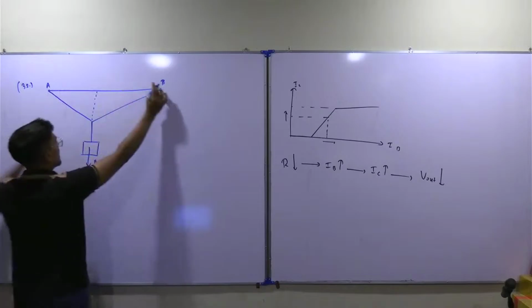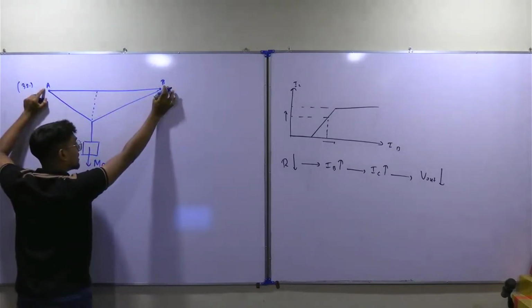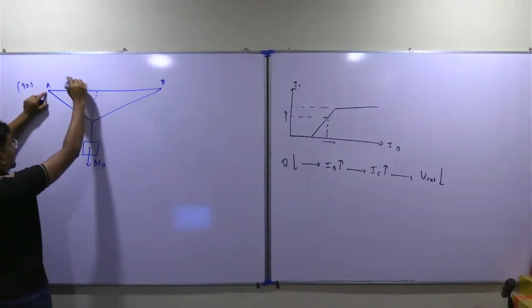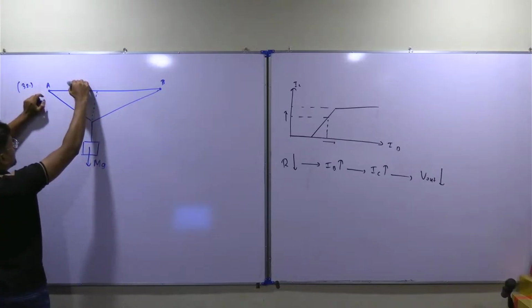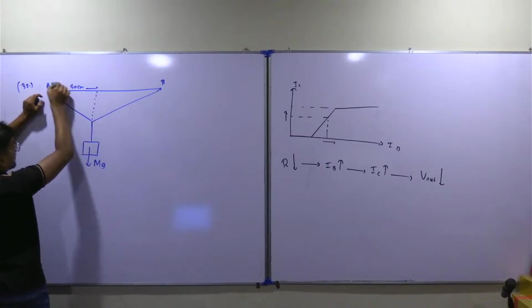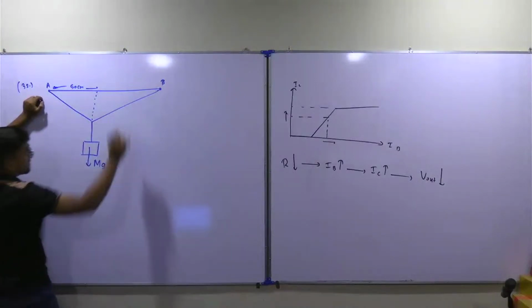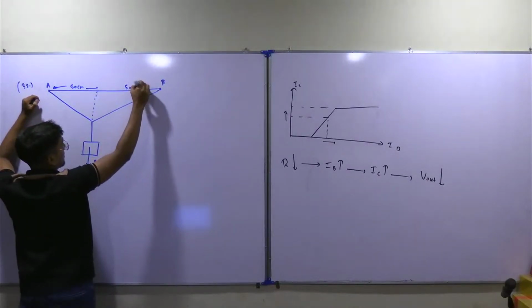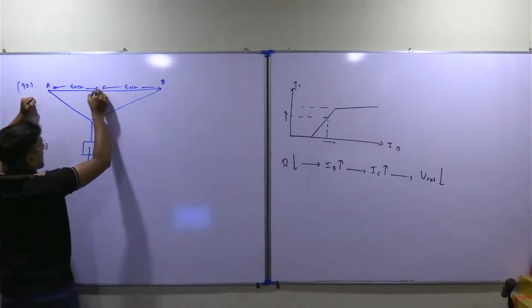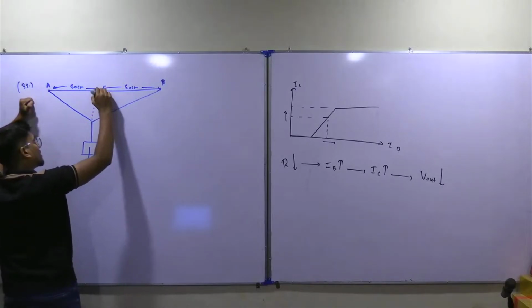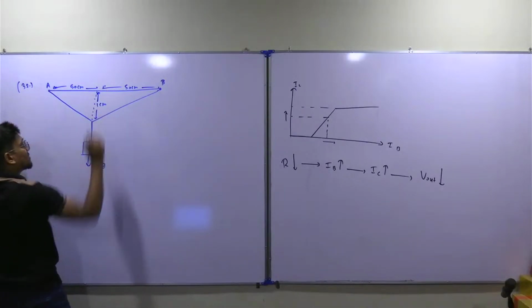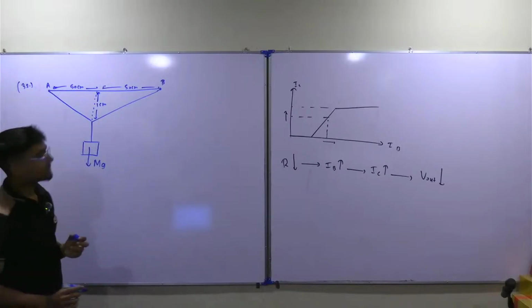Initially, this length is 100 centimeters. So this is the center point, where the weight has been attached. From here to here, the length is 50 centimeters, and from here to here is also 50 centimeters. They have given that the wire sags down by 1 centimeter. This is 1 centimeter. That is given.